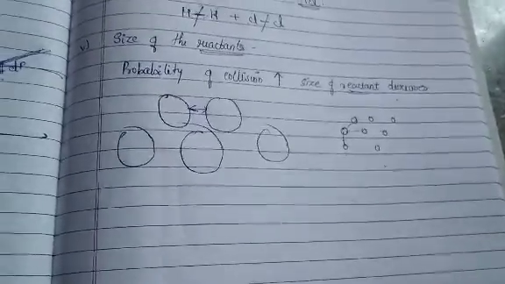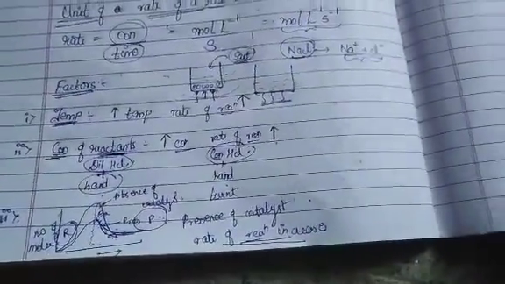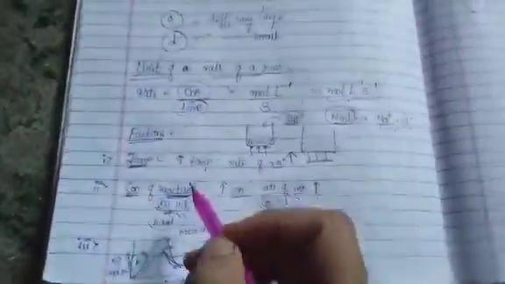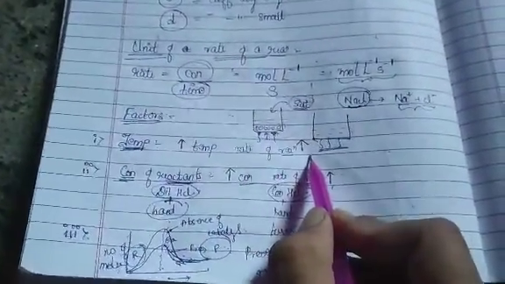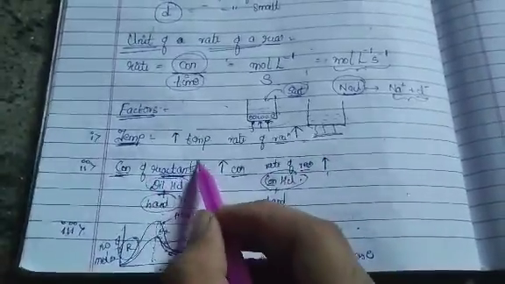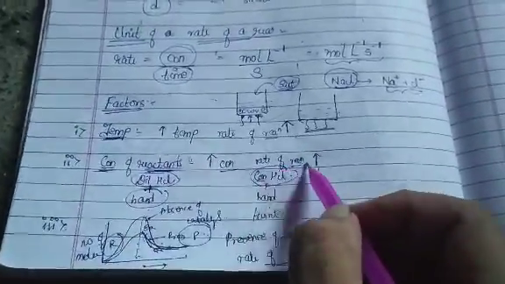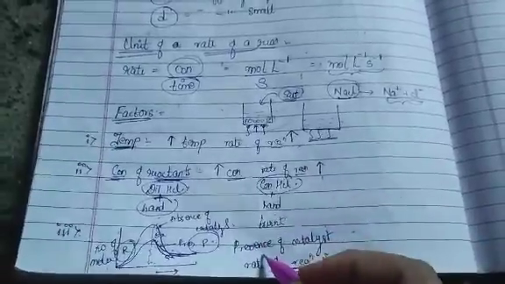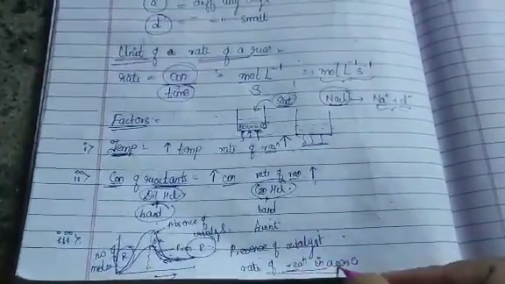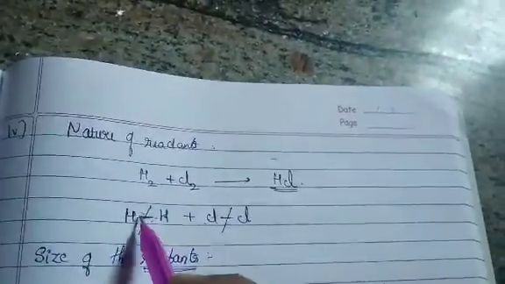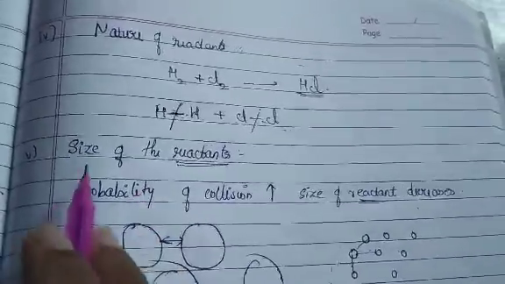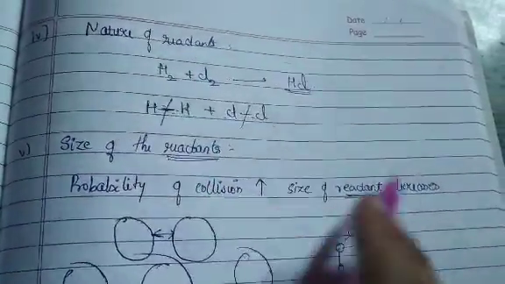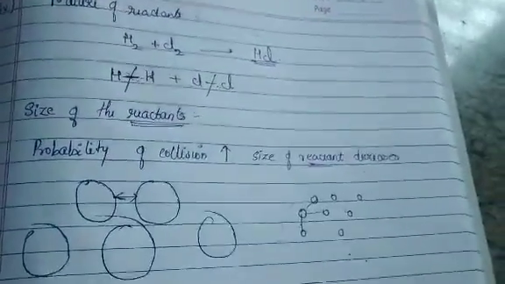So just keep in your mind, as the size of the reactant decreases, the rate of the reaction goes on increasing. Coming once again to the factors, we have seen that with increase in the temperature, the rate of the reaction increases. With increase in the concentration of the reactants, the rate of the reaction increases. With the presence of the catalyst, the rate of the reaction increases. The rate of the reaction mainly depends upon the nature of the bond existing between the reactants, and we have also seen that as the size of the reactant decreases, the rate of the reaction also increases.